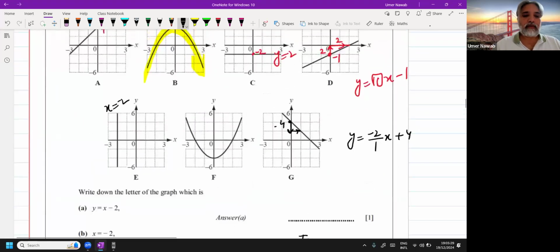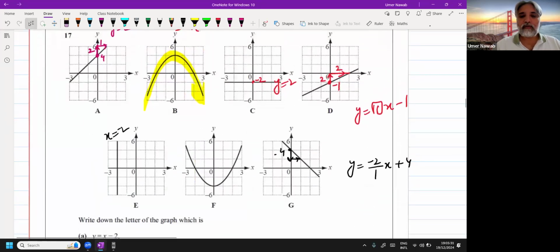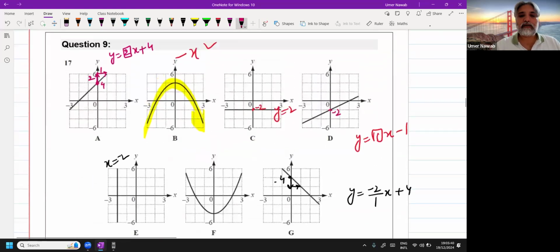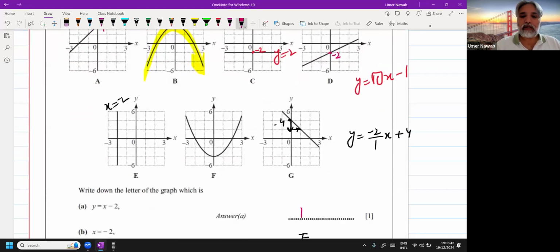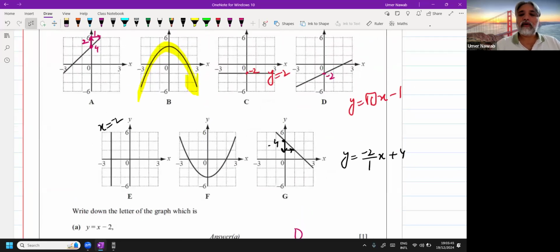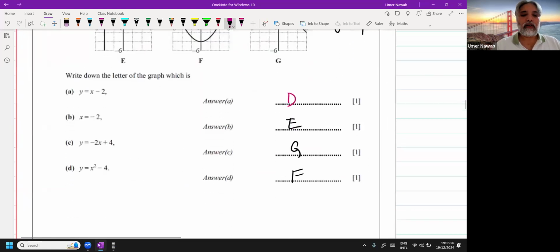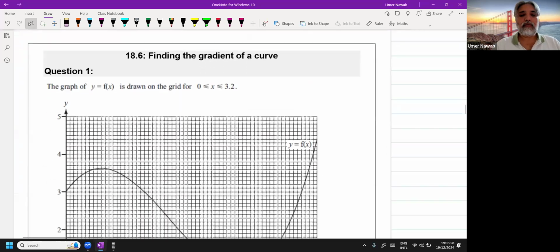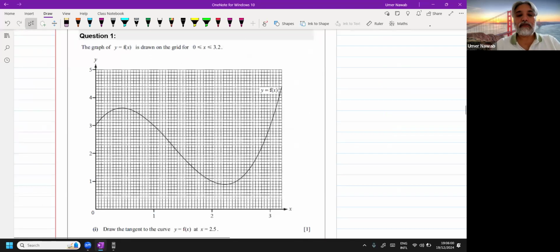But y is equal to x minus 2. Which line has a y-intercept of -2? Ah, now I got it, because this was not -1, that was -2. Yes, so this is option D. Okay, because the gradient is, this is negative 2, 2 right, 2 up, 2 right. So 2 over 2 will give you 1. So y is equal to x minus 2. In this way, we will recognize the sketches.